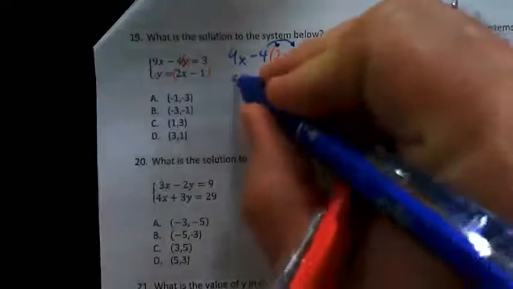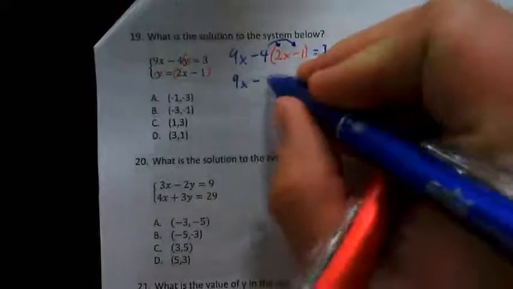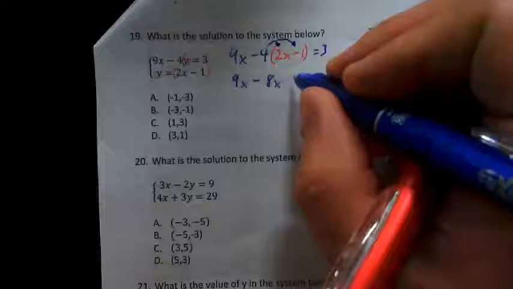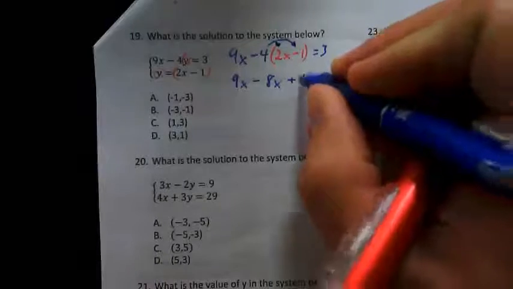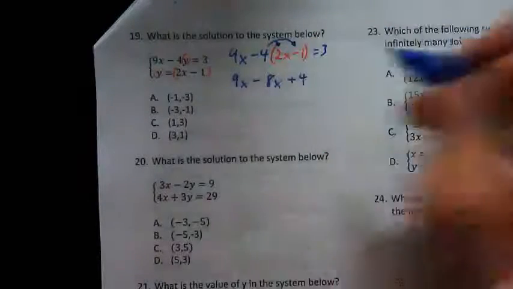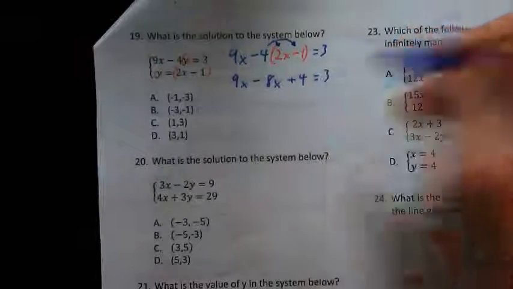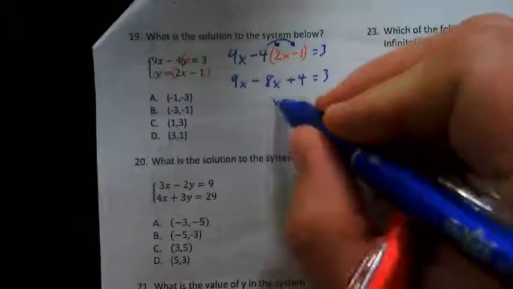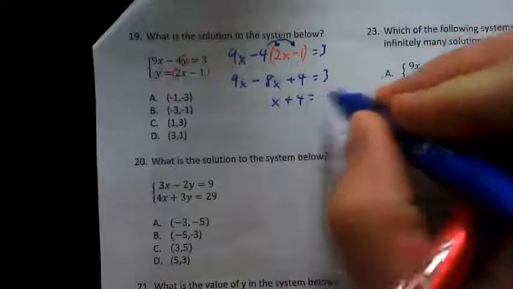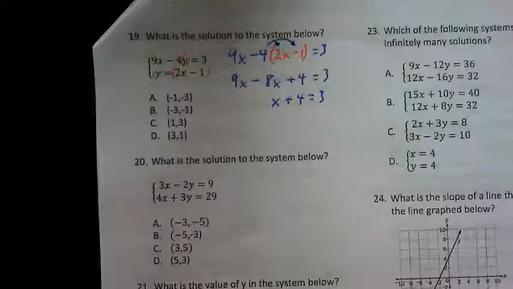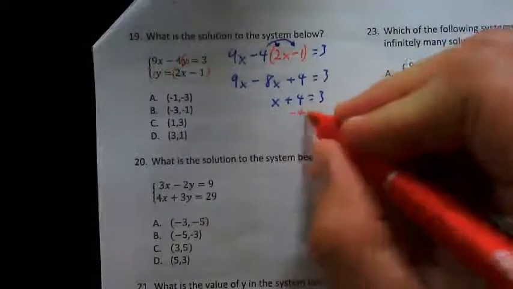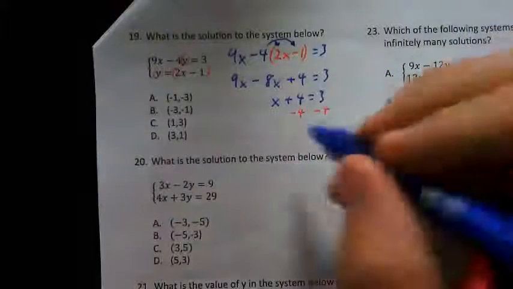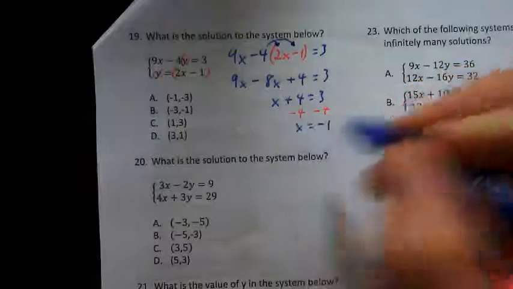So we have 9x minus 8x plus 4, because again we have to distribute the negative as well, equals 3. 9x minus 8x is just x. So we combined our like terms. Now we need to get that constant over to the other side, so we can subtract 4. And x is negative 1.